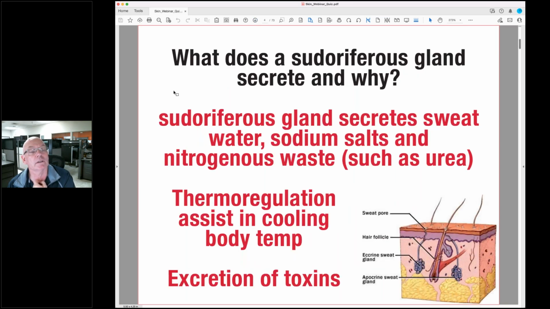What I have down here is secrete sweat, water, sodium salt, and nitrogenous waste, such as urea. Thermoregulation, assist in body temperature, cooling body temperature, which many of you said. Also excretion of toxins, which many of you said too. Okay, good deal. Very good. Thank you, Crystal.